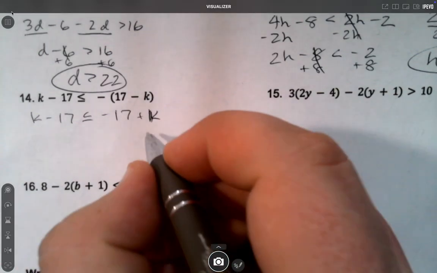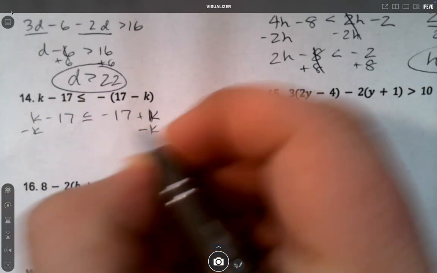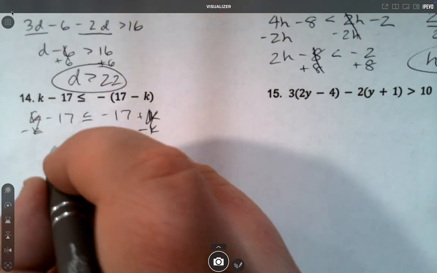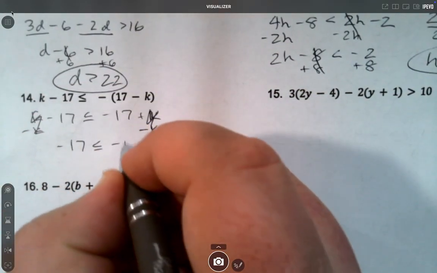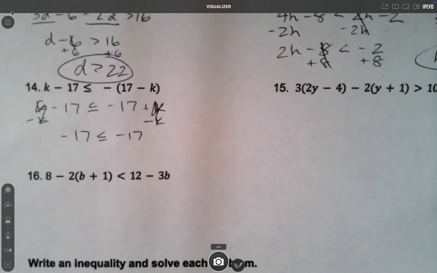Okay, so we subtract k from both sides, and whoa, that makes the variables disappear. Let's see what we're left with. Let's see if it makes sense or not. This happened to us with equations. It can also happen with inequalities.